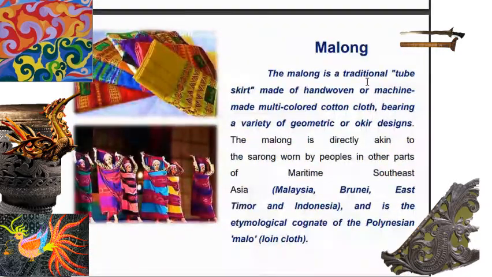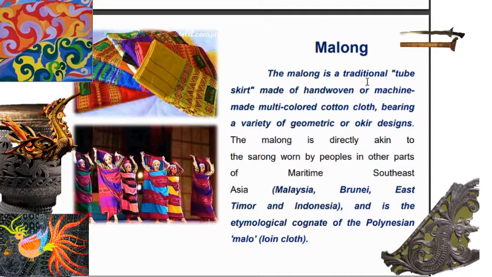Malong is a traditional tube skirt made of hand-woven and or machine-made multicolored cotton cloth, bearing a variety of geometric or ochre designs. The malong is directly akin to the sarong worn by people in other parts of maritime Southeast Asia: Malaysia, Brunei, East Timor, Indonesia, and is the etymological cognate of the Polynesian malo or loincloth.